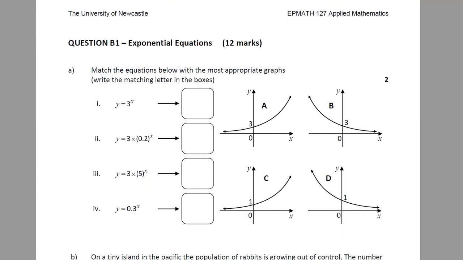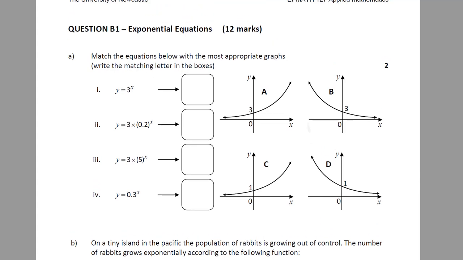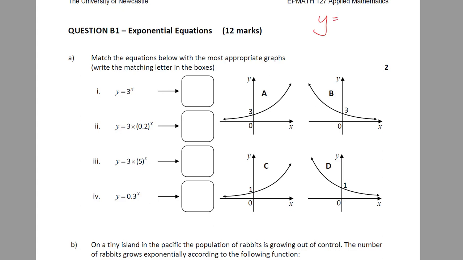All right, B1, onto the larger content of the paper, the B questions. Now we start with exponential equations, and we've got y equals 3 to the x. First thing to note, just in general, I'll just make something up: y equals 3 times 4 to the x. Whatever the first number is, that's the y-intercept, I assure you.